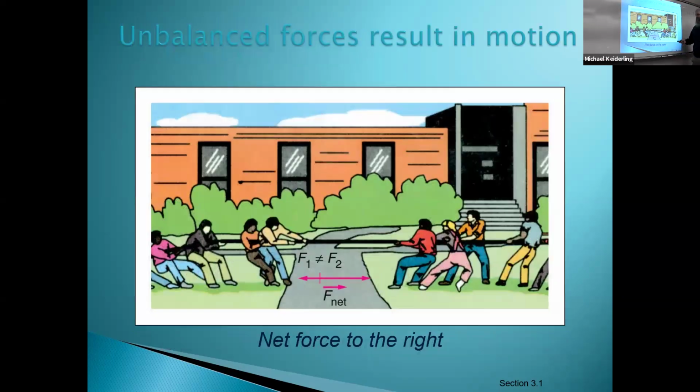If you have unbalanced forces, you have some total or net force when you add up the forces. So this has some total net force to the right. Here, this team is applying more force than this team. And so the rope moves to the right, in the direction, it accelerates in the direction of the force.